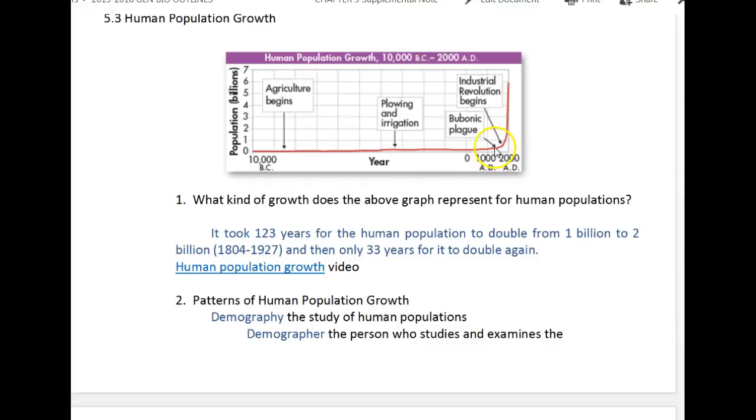When we look from this point to this point, it took about 123 years for the human population to double, to go from 1 billion to about 2 billion. And then from 1804 to 1927, another 33 years for it to double again. It wasn't too long after that where it started to double, and that's the way that we've been going. Let's take a look at this video.